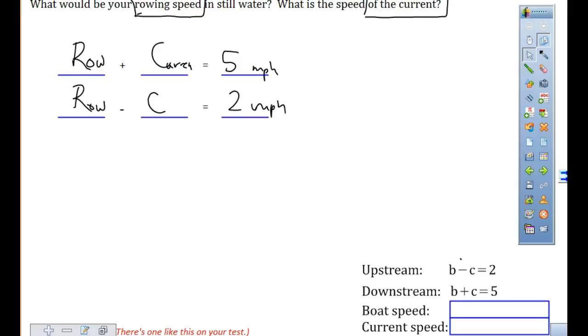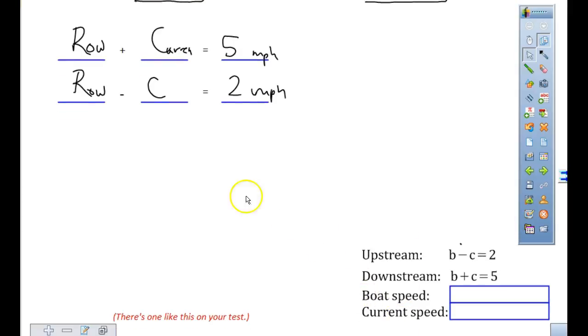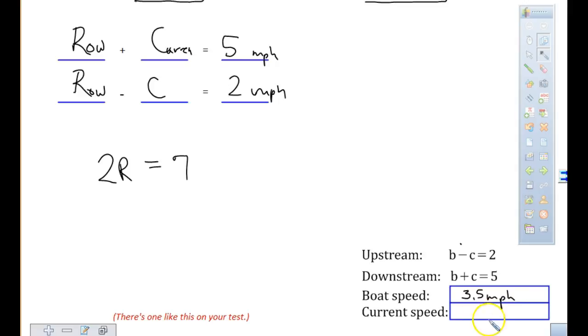If I am adding them together, Noah, what did you end up with? We should have had maybe first 2B when you added them, right? Or 2 times the rowing or the boat equaled what? 7. And our boat was going at what? 3.5 miles per hour. And then if I am looking at it, what did I have for my current? 7.